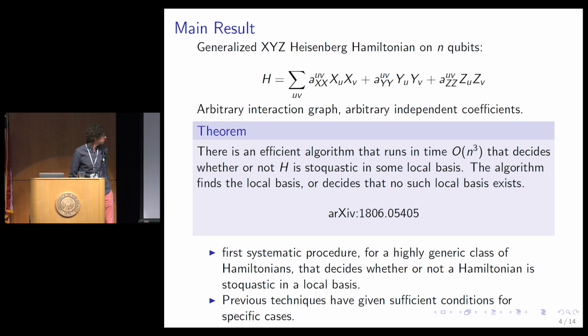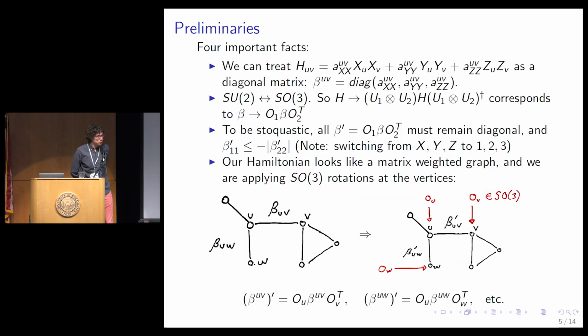And this is where our paper is. This is the first systematic procedure for a highly generic class of Hamiltonians for deciding whether or not a Hamiltonian is stochastic in some local basis. The previous techniques have mostly just given sufficient conditions under certain regimes of a Hamiltonian. So I'm going to explain the algorithm because it's kind of difficult to follow, and if you read the paper you might get lost, and so I want to have this for posterity.